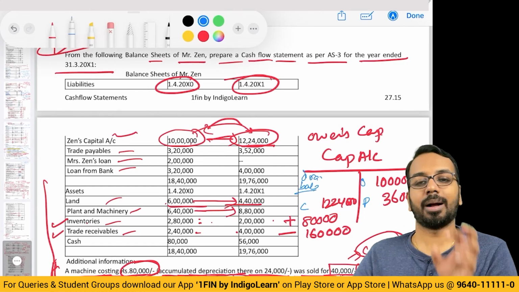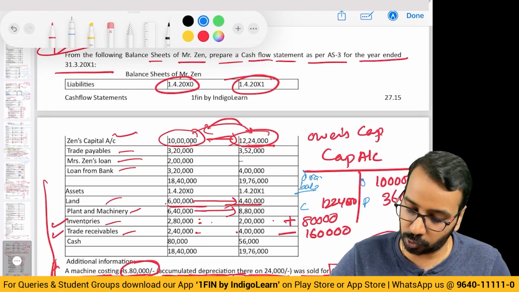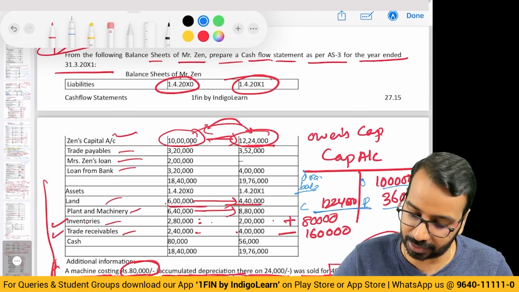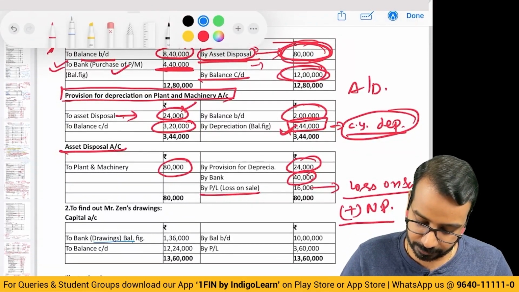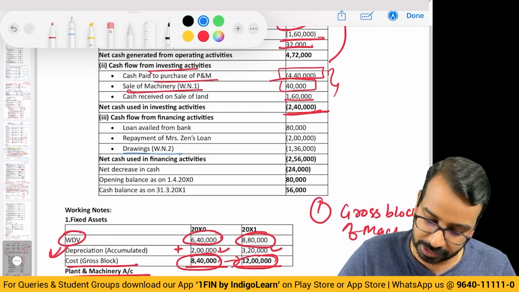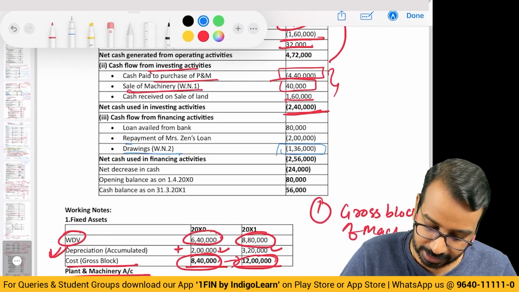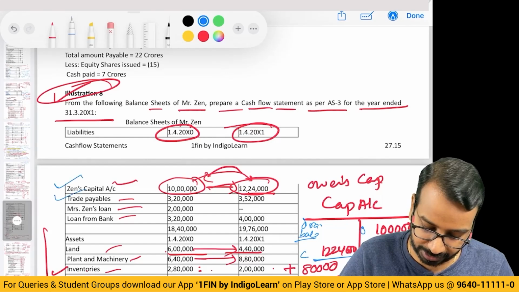Now for companies and all, we have dividends paid. For proprietor, we'll have drawings. So 13,60,000 minus 12,24,000, that is drawings. So drawings becomes 1,36,000. This is financing activity. Drawings 1,36,000. Repayment of loan. So we have done with capital, trade payable is done.